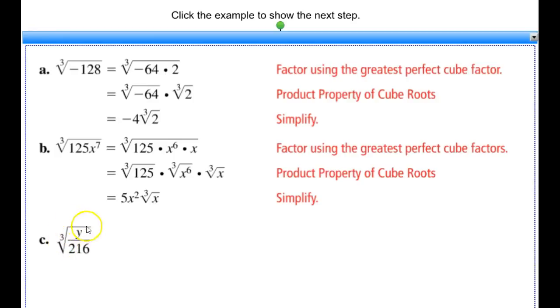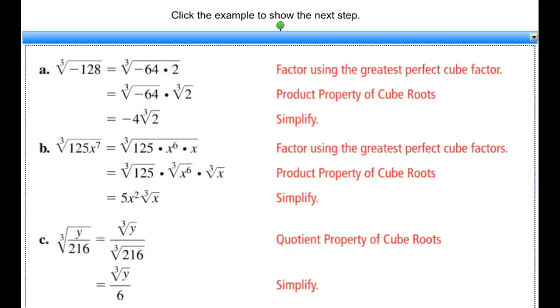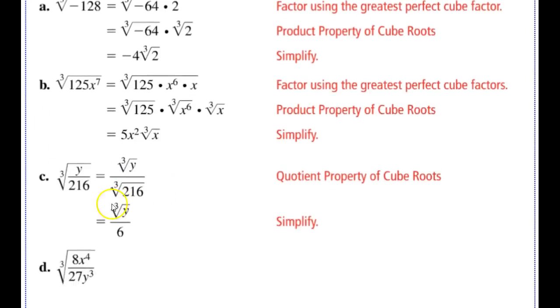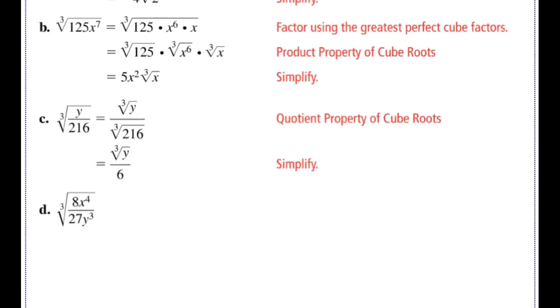I'm dealing with the cube root of y divided by 216. So first I want to use my quotient property and separate them out, and then I can simplify from there. I don't know what the cube root of y is, so that can stay there. And if I use my calculator, I'll find that the cube root of 216 is a whole number, 6. So that's as simple as that can be as well. So now let's look at D.